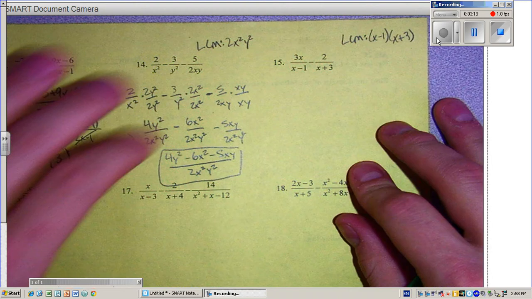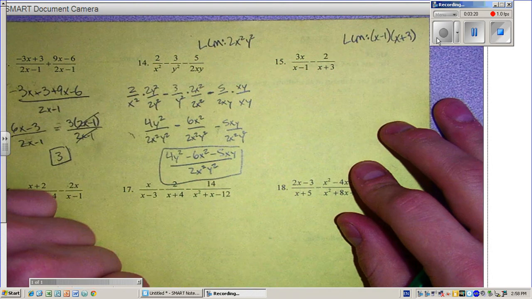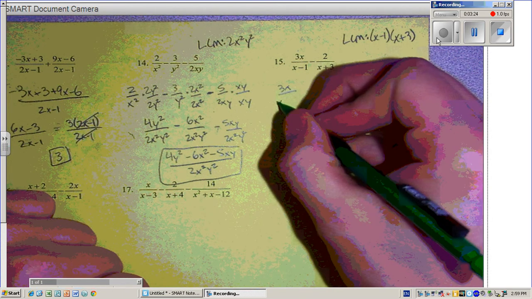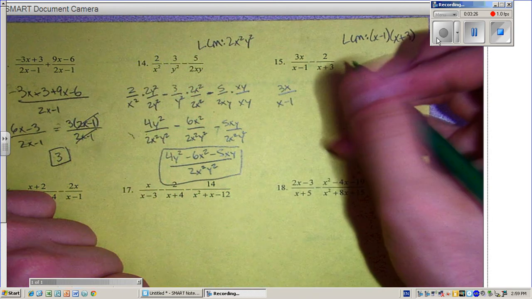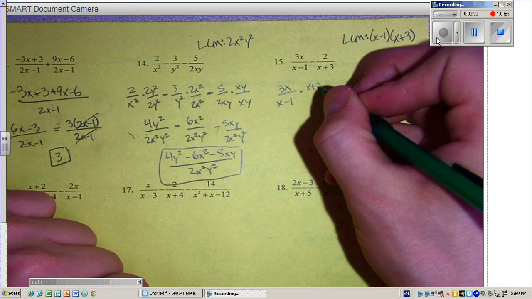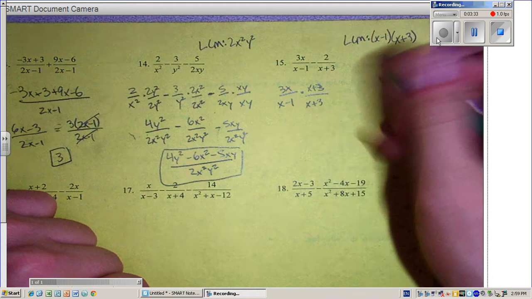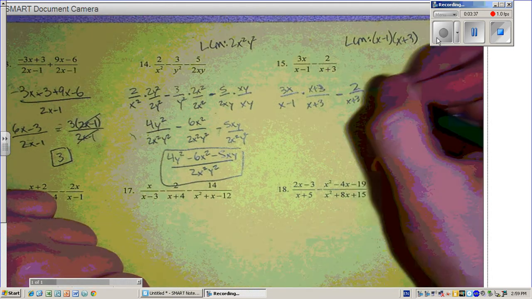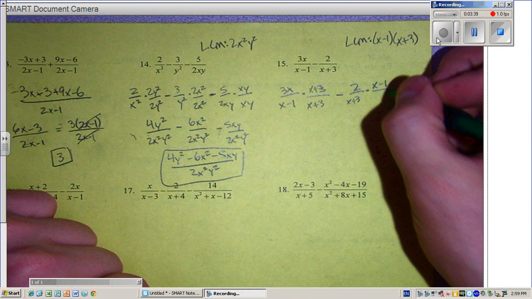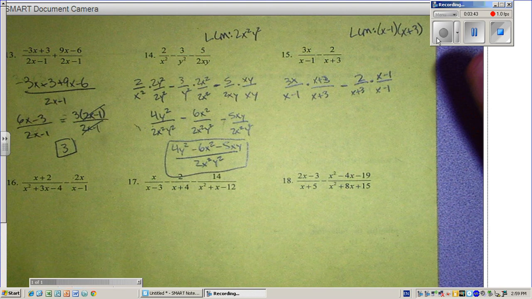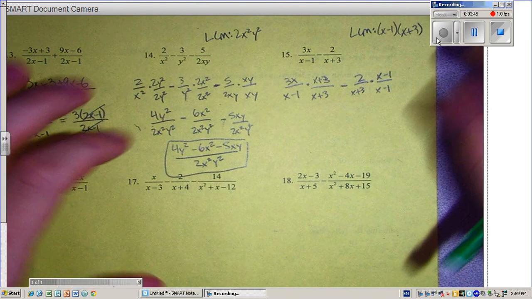So I'm going to do the same thing I did in number 14. I'm going to multiply both these terms by what the denominator is missing. So if I have 3x over x minus 1, I'm going to multiply that by x plus 3 over x plus 3. And now I'm going to write the second term, 2 over x plus 3, and I'm going to multiply that by x minus 1 over x minus 1. So now they will both have a common denominator of our LCM.